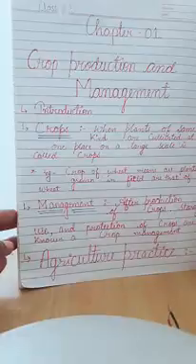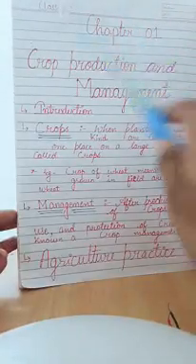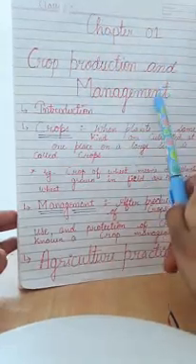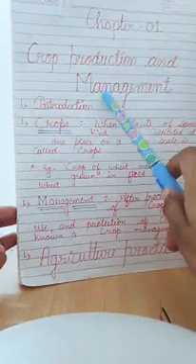Do you know the name of the first chapter of science? It is crop production and management. We will discuss only that in this video. So let's get started. Chapter 1, crop production and management. In this chapter we will discuss crop production and its management.